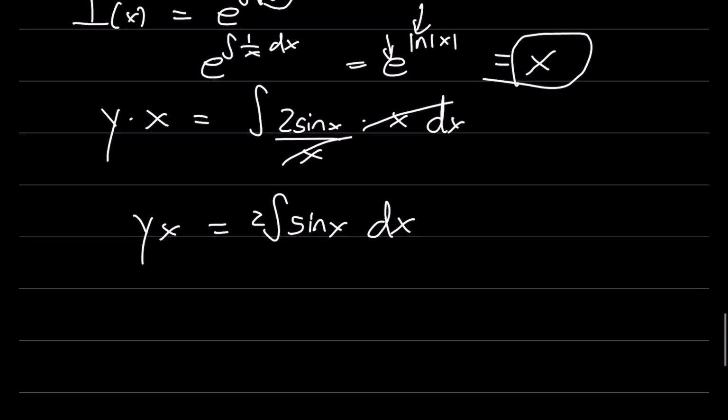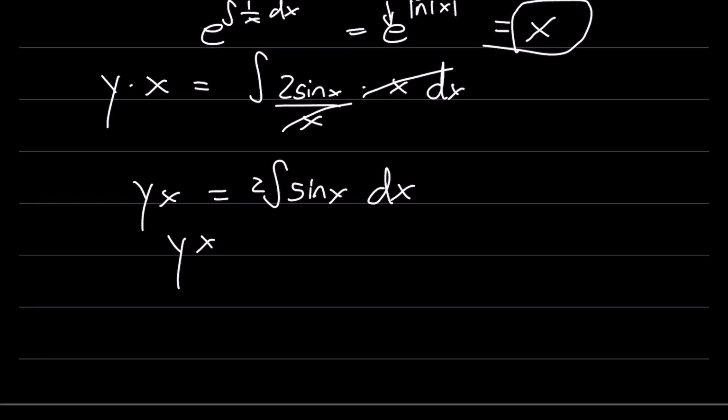And what do we do next? Well, we can say yx is equal to, what's the integral of sine x? The derivative of sine x is cos x. The integral of cos x is sine x. The integral of sine x is negative cos x, so we get negative 2 cos x plus c.